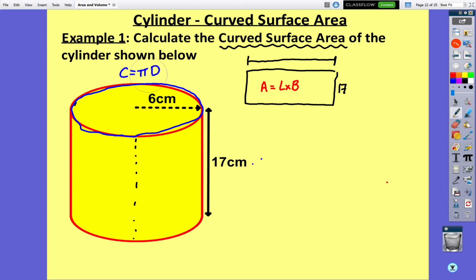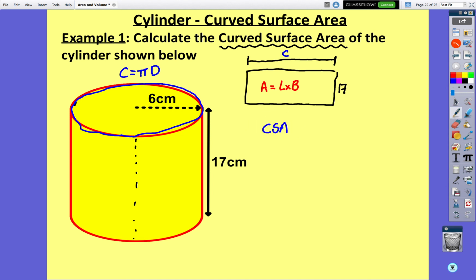Okay, so the circumference for a circle is pi d. This length here is the circumference. So the equation you've got, and you don't need to prove this, you can just remember this. Okay, this is the trick. This is arguably the hardest thing to do, I think, out of the whole outcome: the curved surface area. It is difficult.